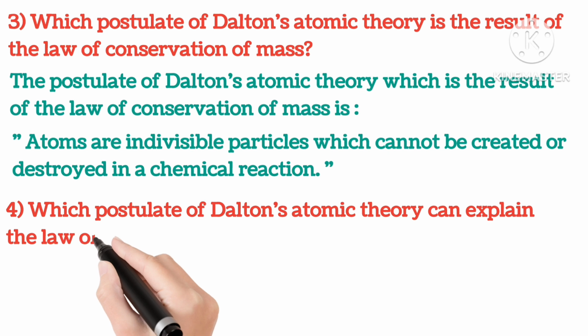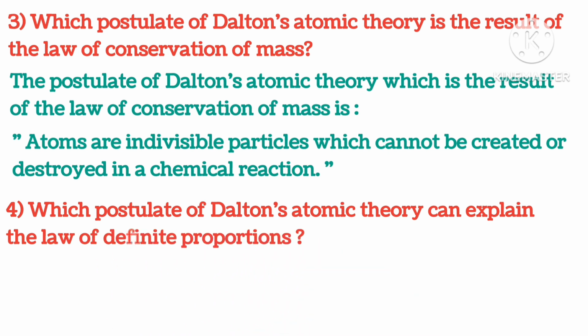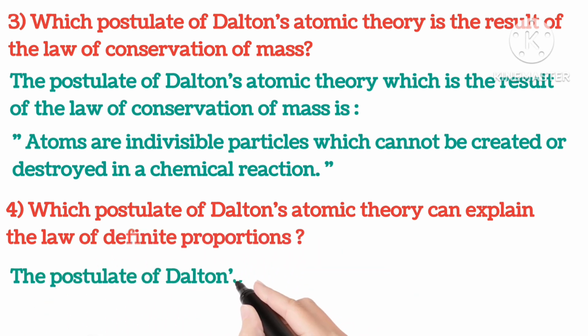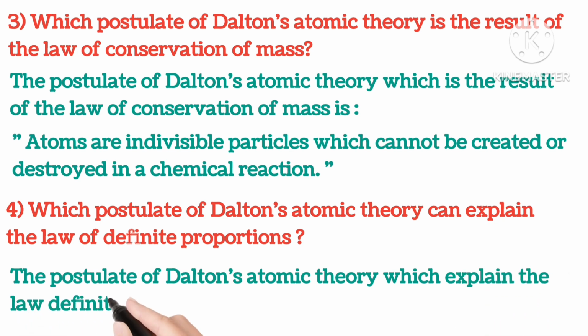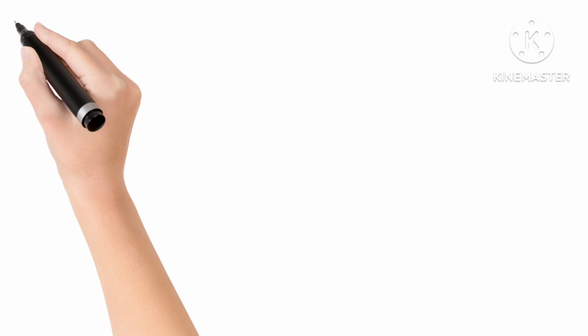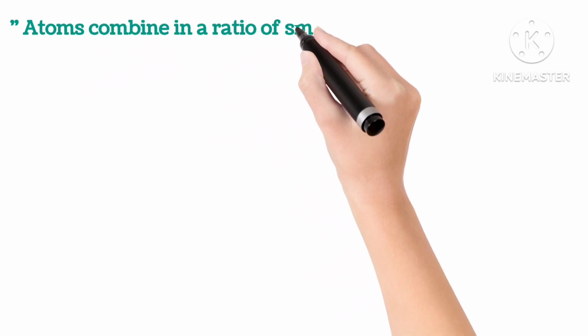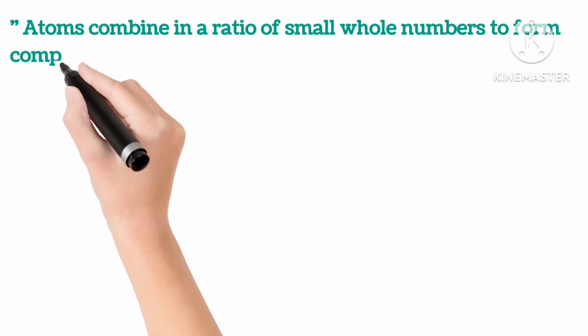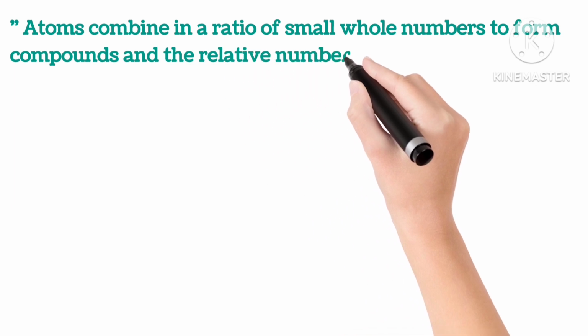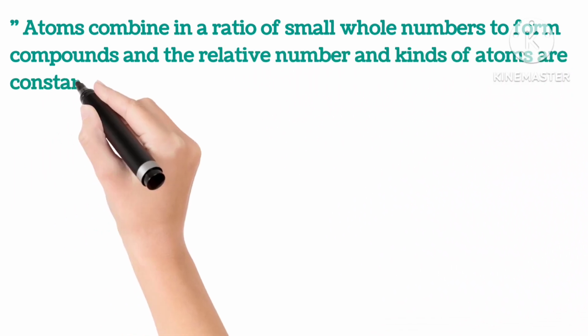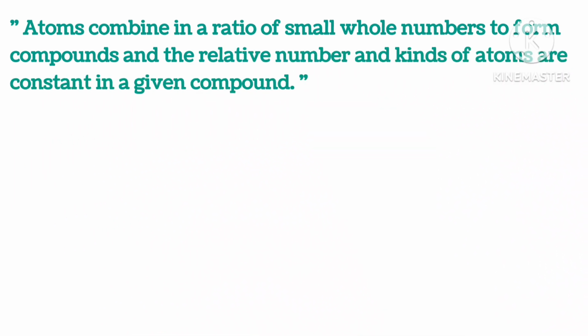Which postulate of Dalton's atomic theory can explain the law of definite proportions? The postulate of Dalton's atomic theory which explains the law of definite proportion is: atoms combine in a ratio of small whole numbers to form compounds, and the relative numbers and kinds of atoms are constant in a given compound.